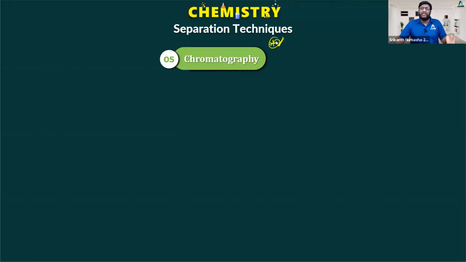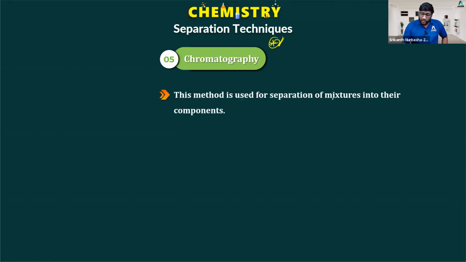The same thing happens out of 3 components A, B, C. The component which has a greater absorption will come down slowly. The component which has lesser absorption will come down fast. There's a difference in absorption. Chromatography is actually classified in 2 types: adsorption chromatography and partition chromatography. We'll discuss that. This method is used for the separation of a mixture into its components.